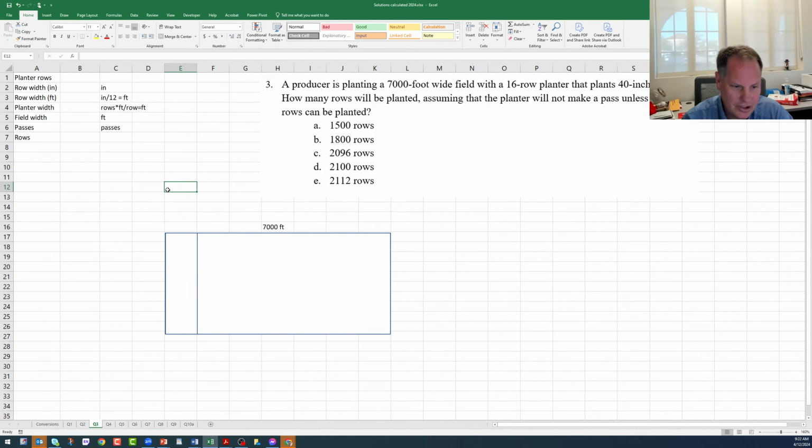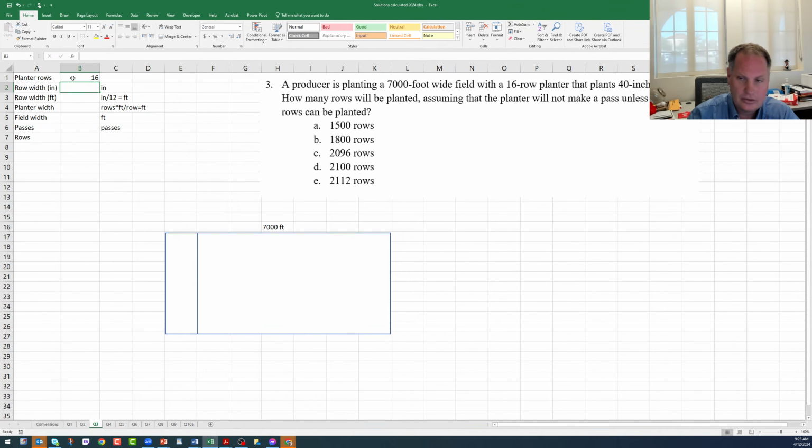All right, moving into question 3. A producer is planting a 7,000 foot wide field with a 16-row planter that plants 40-inch rows. How many rows will be planted, assuming that the planter will not make a pass unless all the rows can be planted? That's going to be important in a minute. So if we have a fractional pass at the end, we're not going to be able to plant it. So how many rows do we have?